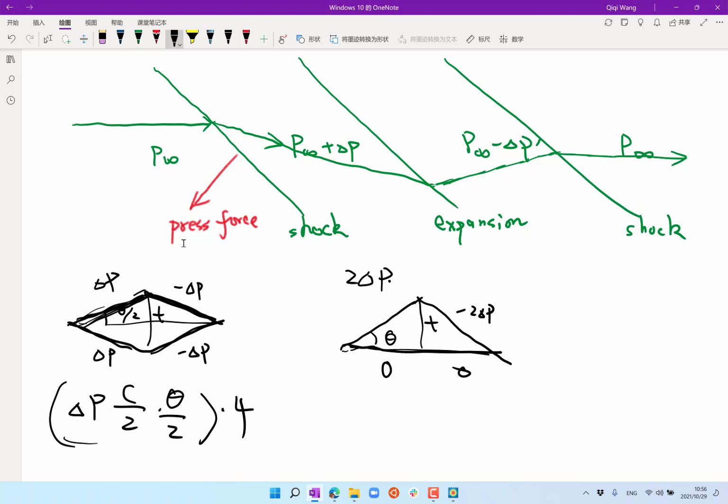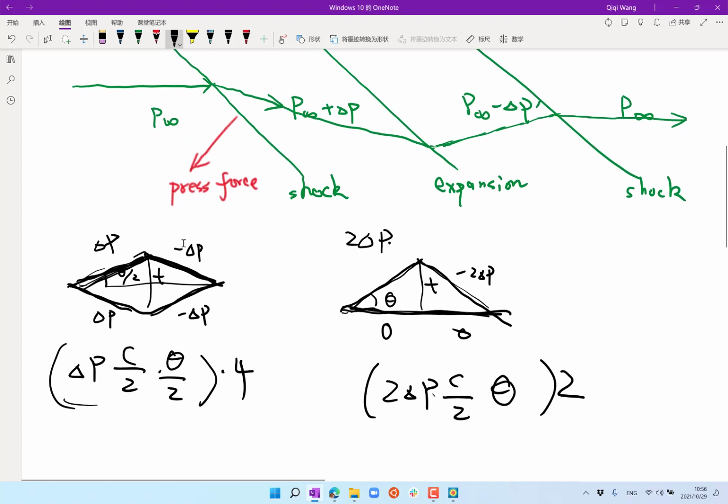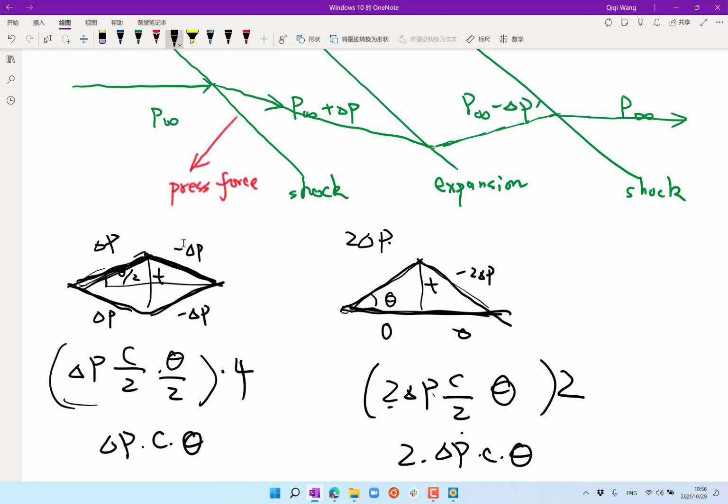On this airfoil, you don't have a bottom contribution. You only have the top contribution, so you have multiplied by 2. However, what's inside is 2 delta P times half chord, then times the entire theta, right? What you get here is delta P times C times theta. What you get here is 2 times delta P times C times theta. So you get twice the amount of drag with the same thickness, just by increasing camber.